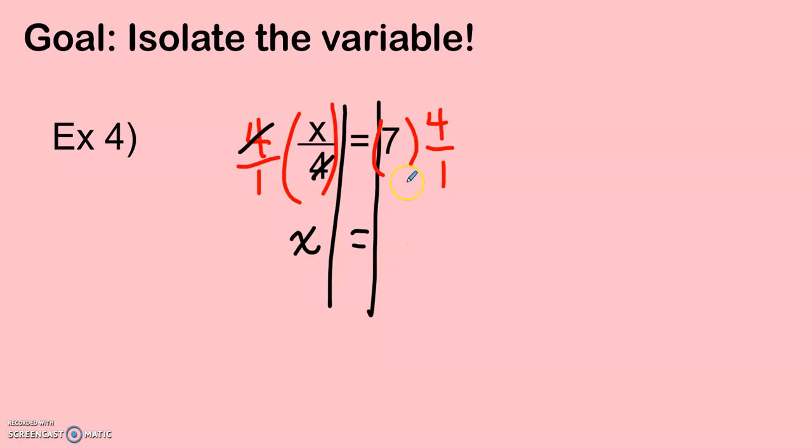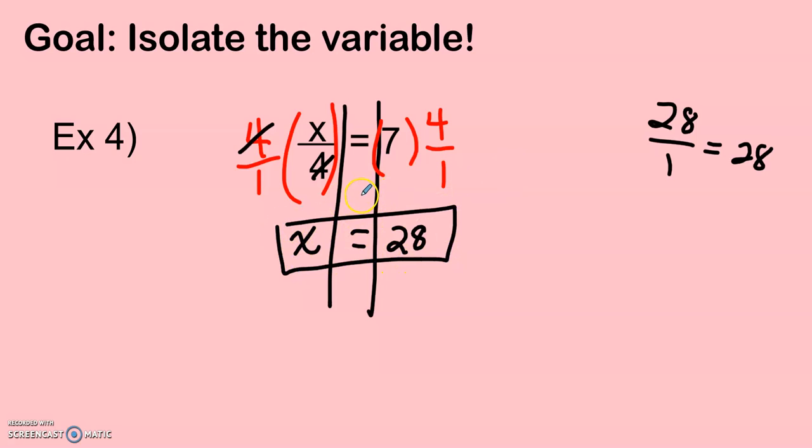So I'll have x equals, over here, start with multiplying my numerators. 7 times 4 is 28. I'll be left with a 1 in the denominator, but I don't need to write 28 divided by 1. That's just 28. And so I think this is the correct answer, but I'm going to check my work. So I'll have 28, because I believe that's what x is, divided by 4 equals 7. And then sure enough, 28 divided by 4 is 7. So this checks out.